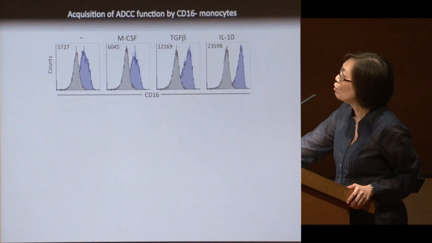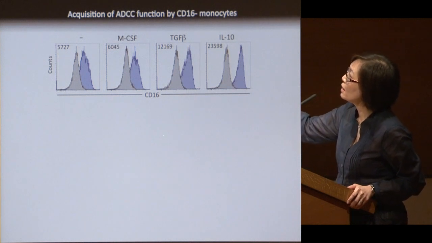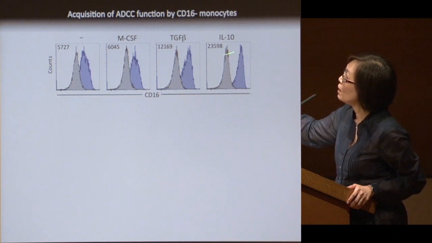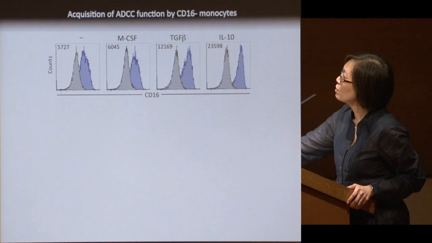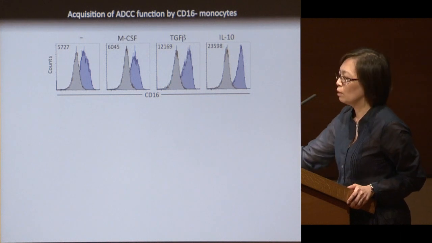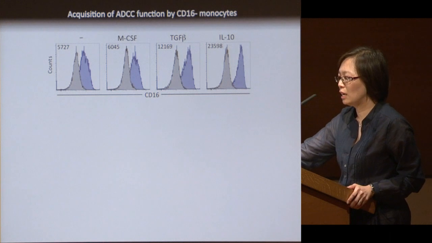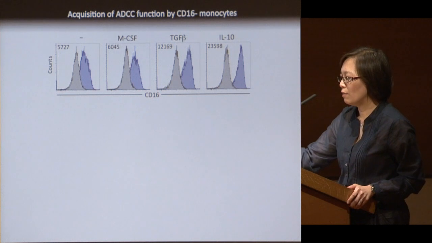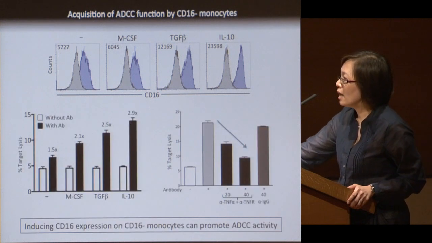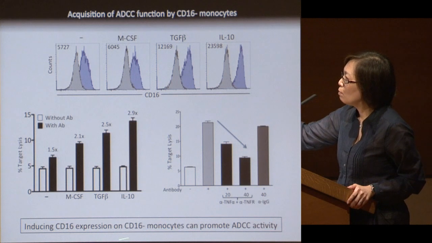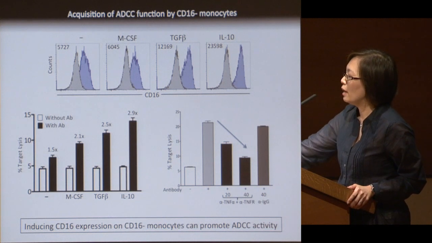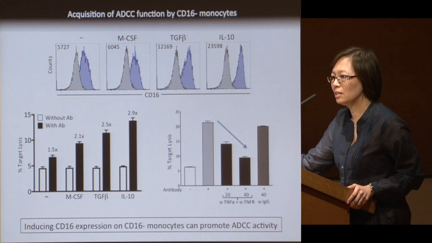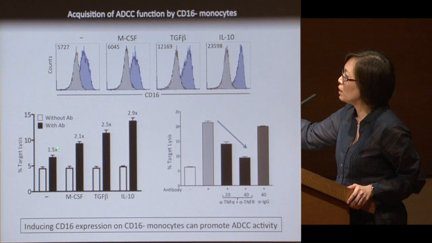In the next slide, I've shown you that if we treat CD16 negative monocytes with these factors overnight, either MCSF, TGF-beta or IL-10, we can induce the expression of CD16, with IL-10 showing the most potent effect in upregulating CD16 expression. Now, do these cells have the ability to kill now that they have upregulated their CD16? And indeed, yes. They are able to kill antibody-coated cells now, and it looks like there is a linear proportion between the expression of CD16 and their ability to kill, as we can see here.